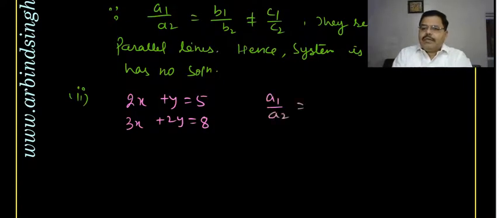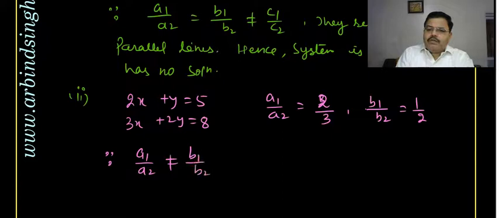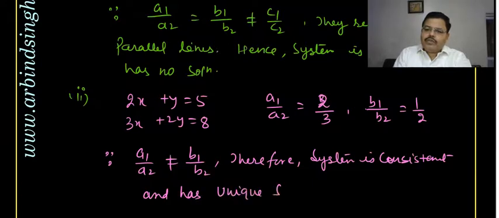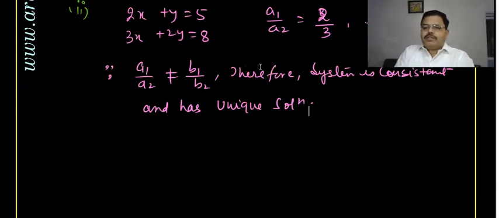Here a1 by a2 is 2 by 3, isn't it? And b1 by b2 is 1 by 2. Since a1 by a2 is not equal to b1 by b2, therefore the system is consistent and has unique solution. Now we have to obtain this solution by using cross multiplication.